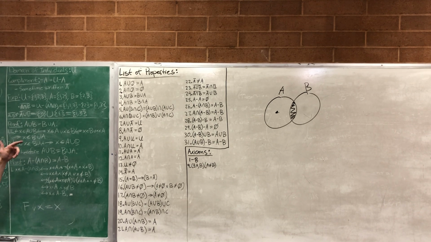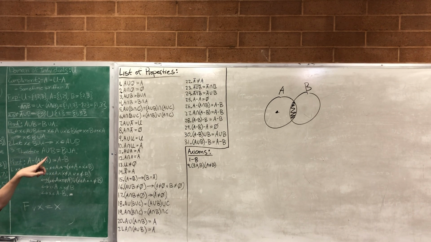So number one, A union the empty set is just A. Does that make sense? Number two, A intersect the empty set is just the empty set. Make sense? We already did that. Okay, A union B is the same thing as B union A. We just did that right there.